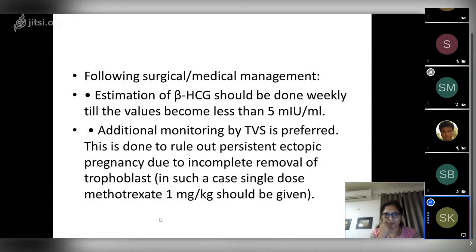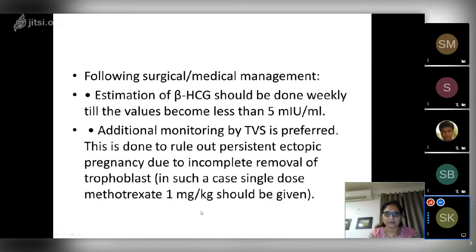Now, how do you follow these patients? Of course by estimation of beta HCG, which is weekly, and the value should come to less than 5 international units. And additional monitoring is done to rule out persistent ectopic pregnancy due to incomplete removal of the trophoblast. In such a case, a single dose of methotrexate 1 milligram per kg should be given. This is again post surgery.